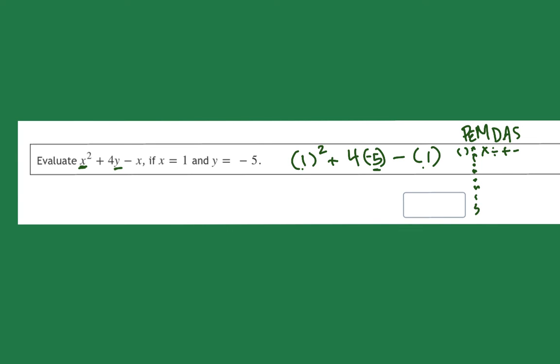So our parentheses, 1 squared is 1. 4 times -5 is plus 20. And then we have -1. 1 plus a -20 is a -19. And a -19 minus 1 equals -20. So the answer to this equation is -20.